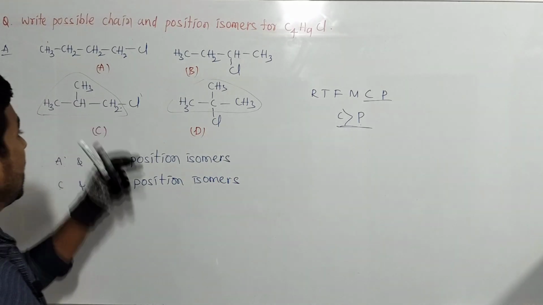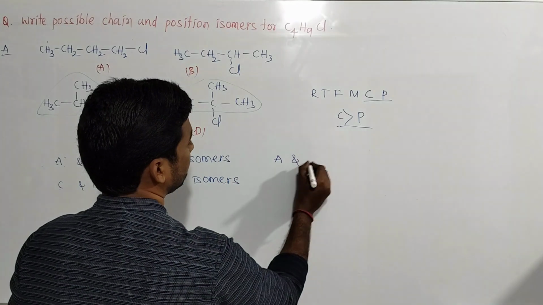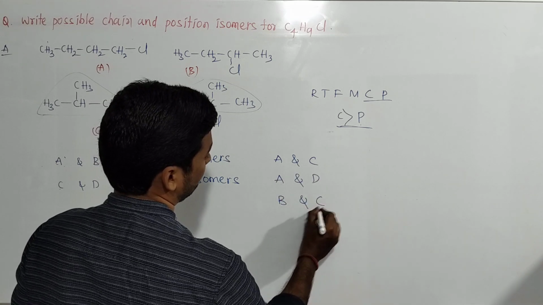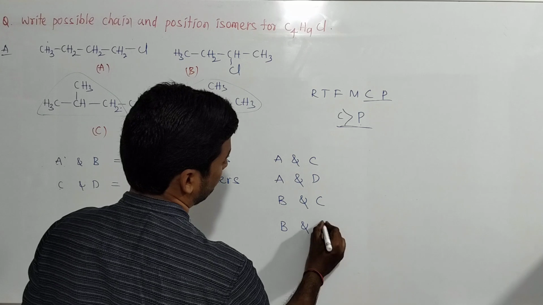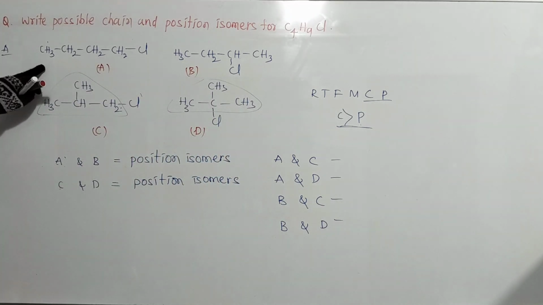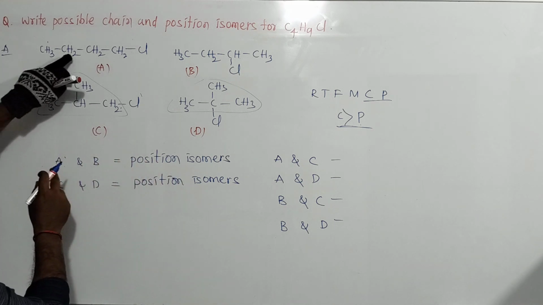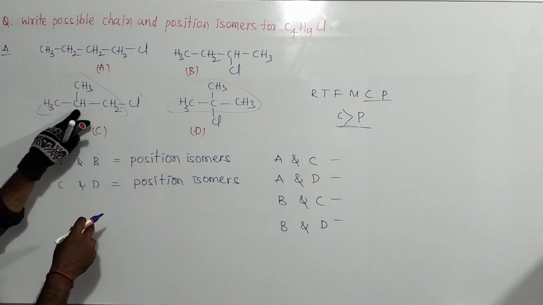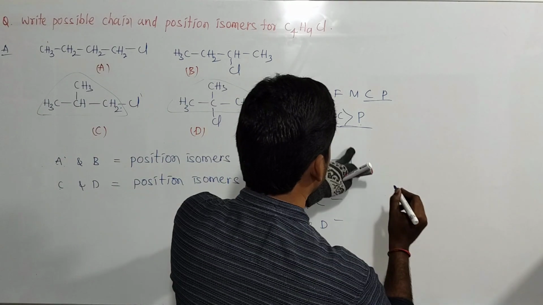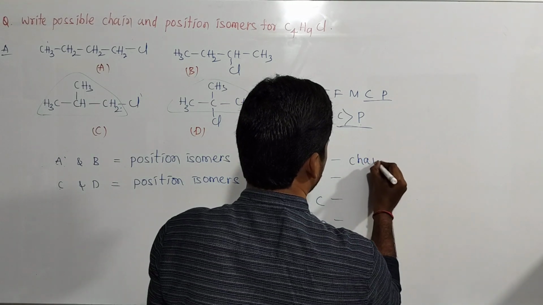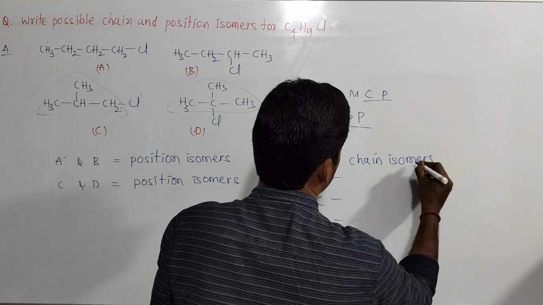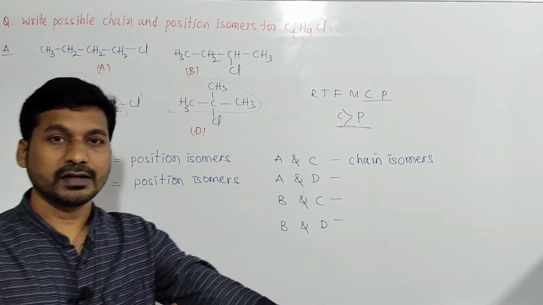If you see A and C, A and D, B and C, B and D, they become what? So if you see A and C, in A the parent chain contains 4 carbon atoms, in B the parent chain contains 3 carbon atoms, chain different. So they are what? Chain isomers. If the carbon chain is different, if the parent chain is different, they are chain isomers.